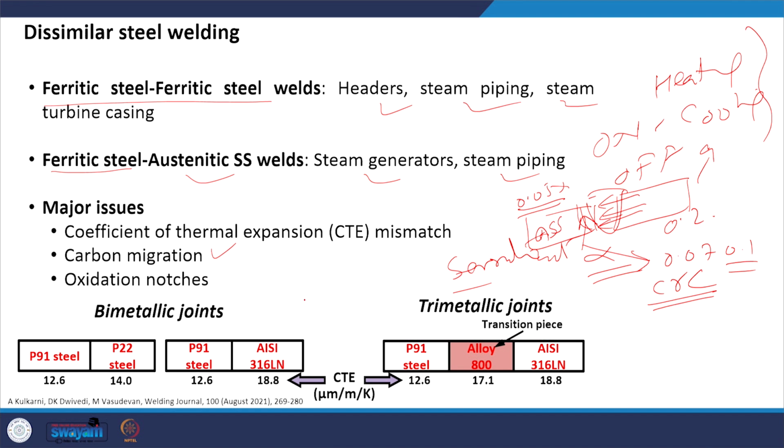But in this case, the carbon gets migrated from the high carbon zone to the low carbon zone if the welding is not done properly. So, how to deal with these challenges?